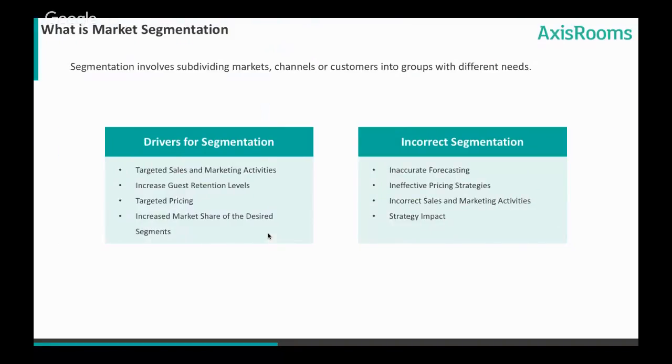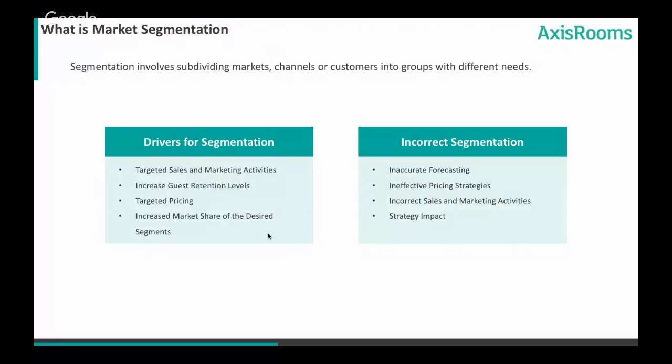So what is market segmentation? Well, segmentation involves subdividing markets, channels, or customers into groups with different needs. Now, some positive drivers for good market segmentation include things like targeted sales and marketing activities. So by understanding the net profitability of each segment, you can ensure that the focus of sales and marketing efforts will be on attracting the right business at the right time.